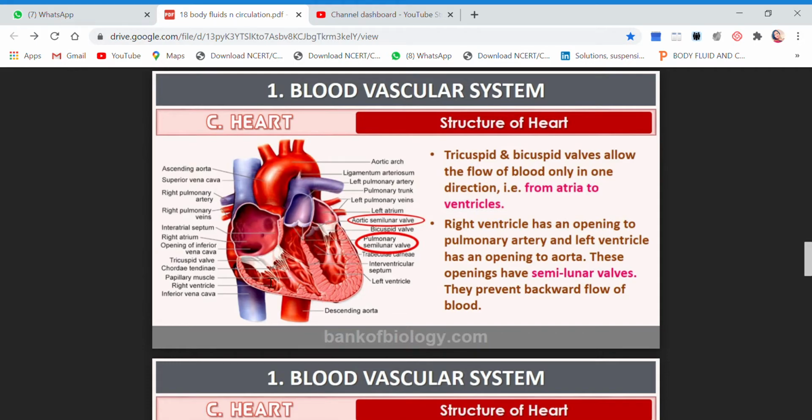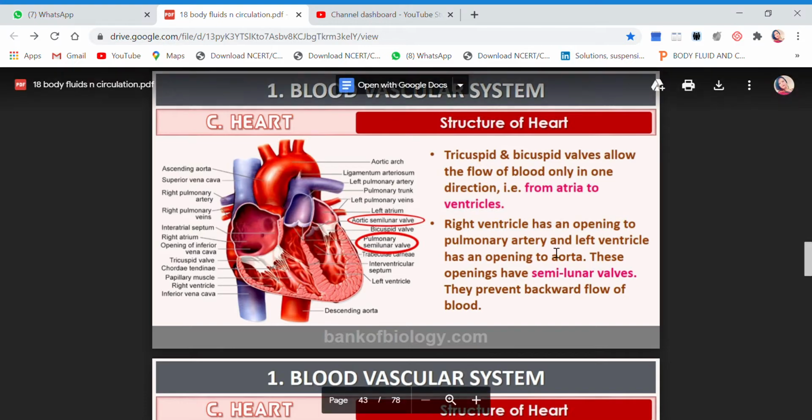Now come down to the ventricles. The right ventricle has an opening called the pulmonary artery, and the left ventricle has an opening called the aorta. So all four chambers have an opening, and blood will move from their chambers into these blood vessels through these openings.